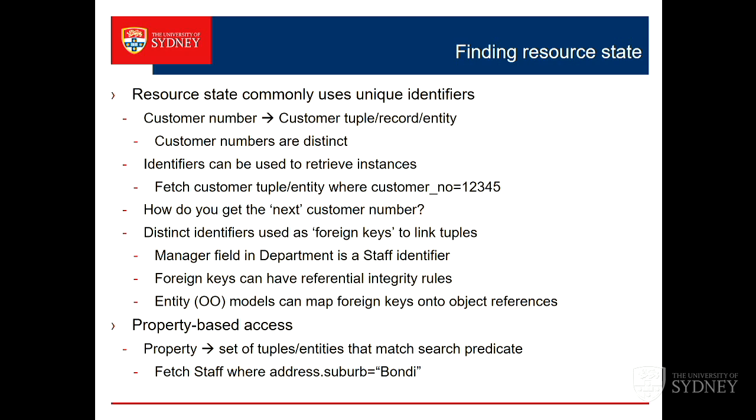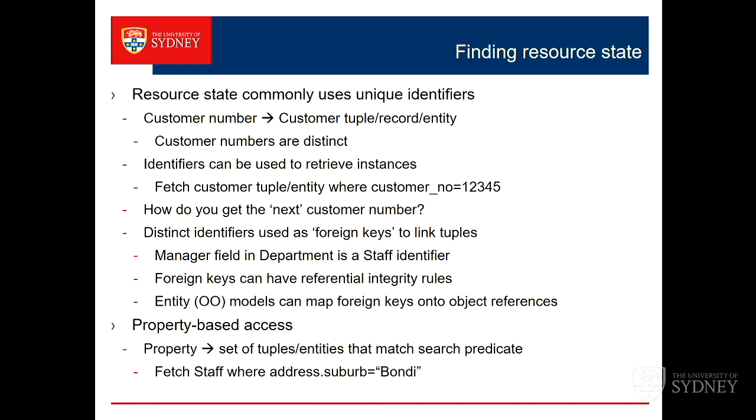So, finding resource state. A piece of resource state is commonly going to have some type of unique identifier. If it doesn't, I can't find it. So, a customer number, its whole existence is there so that you can find a customer record. A staff number is there so you can find staff members. So we'll typically allocate a usable number, which is guaranteed to be distinct, and that is how we identify instances of that particular kind of state.